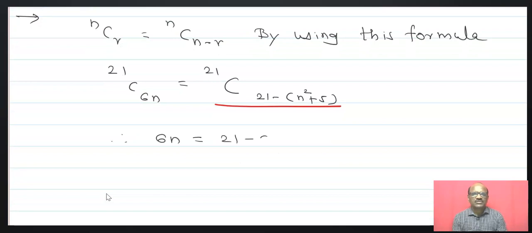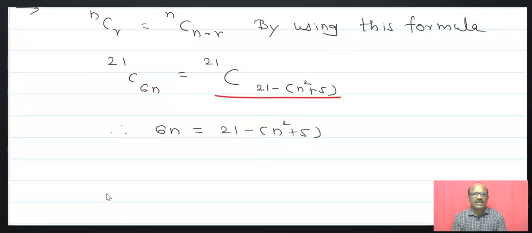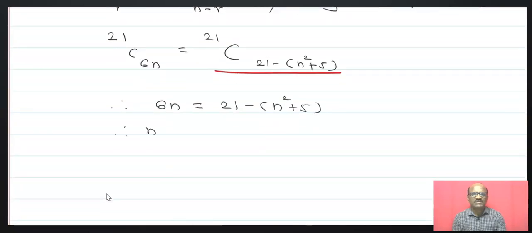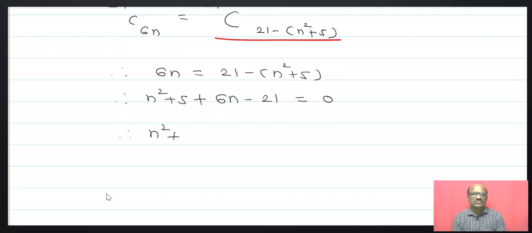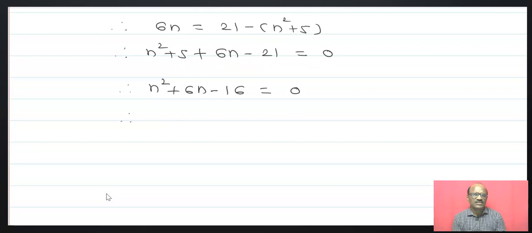Therefore 6n is equal to 21 minus (n square plus 5). Therefore n square plus 5 plus 6n minus 21 is equal to 0. Now this is a quadratic equation. The factors are (n plus 8)(n minus 2).